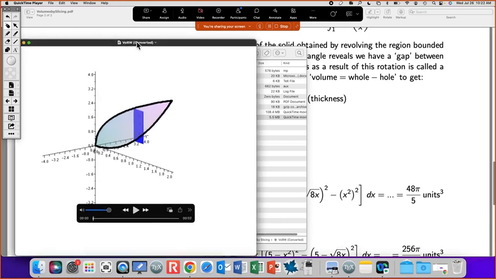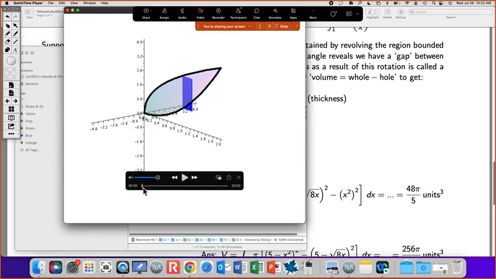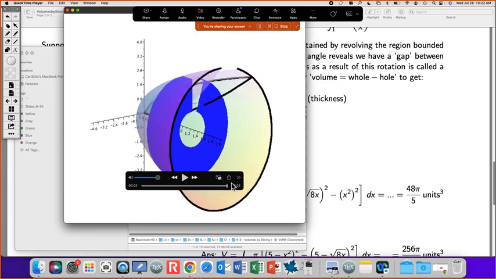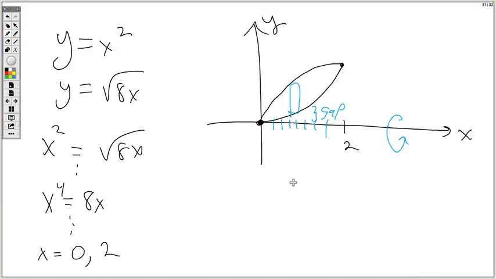So here's this scenario. Got the representative rectangle there. So look what happens as I move this around. Here we go. So when you move this around, you see what's happening with that gap? It's leaving a hole in the middle. You follow? So this, in the business, is called a washer. But I like to just think of it as a disk with a hole in it.